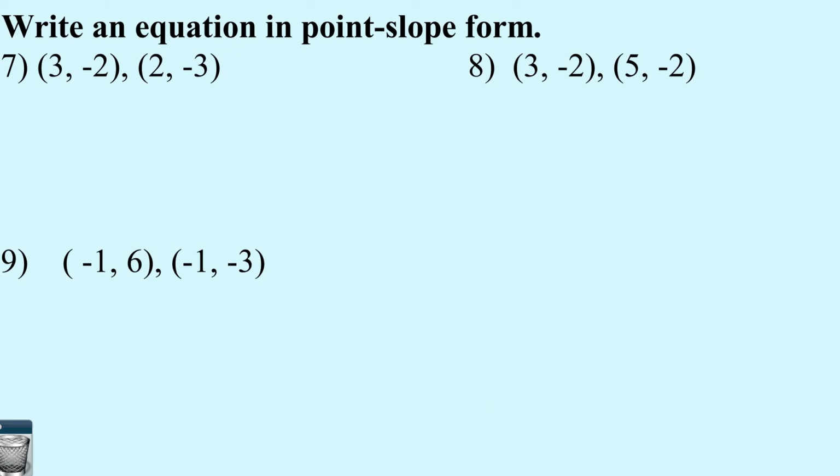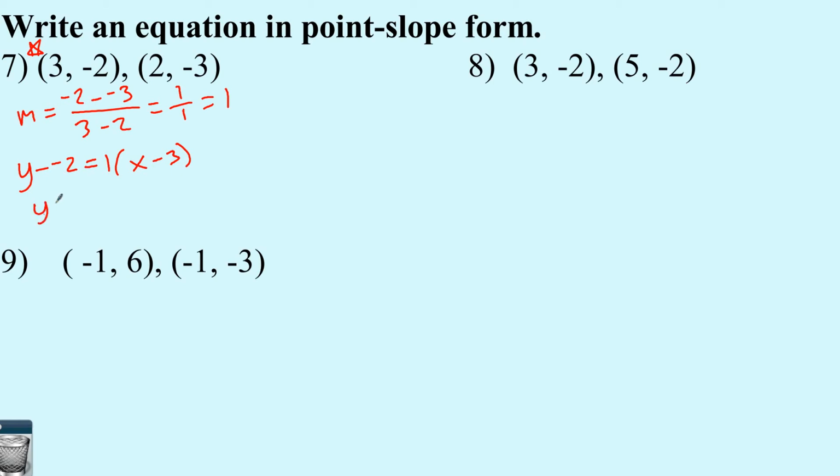All right, number 7. So write an equation in point slope form. So we've got our point. Let's find our slope. Negative 2 minus negative 3 over 3 minus 2. So this is just, let's see, 1 over 1. 1. Plug it into point slope form. I'm just going to pick this one. So we get y minus negative 2 equals 1 times x minus 3.